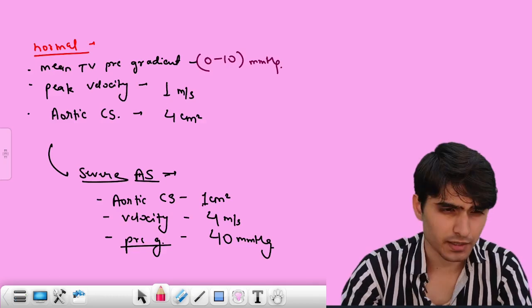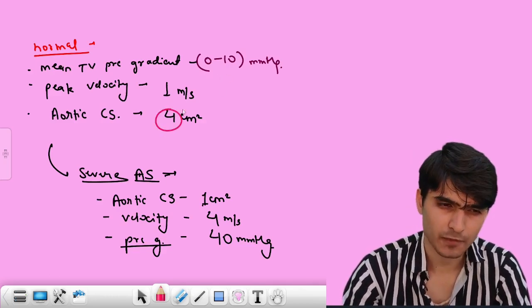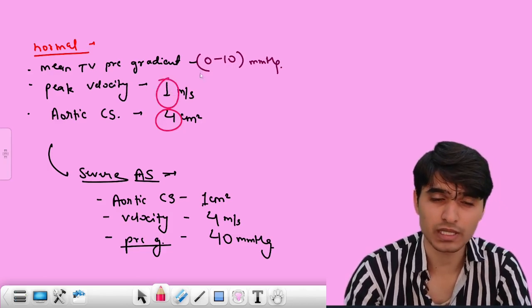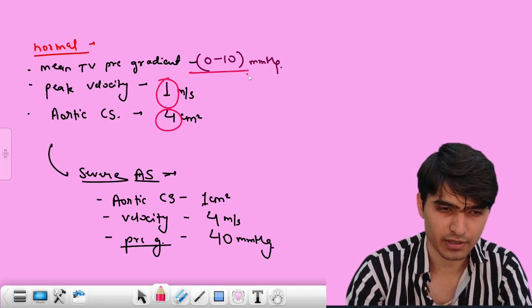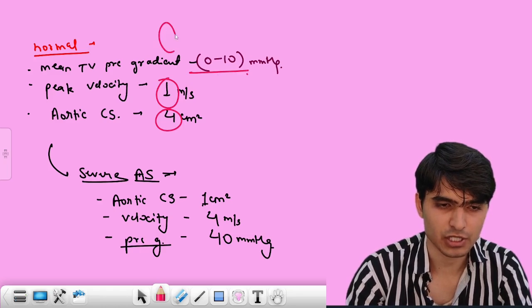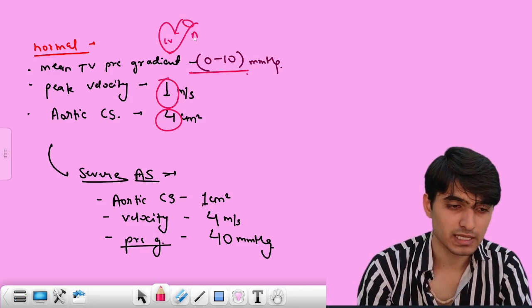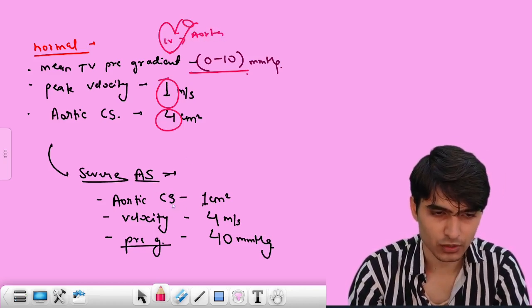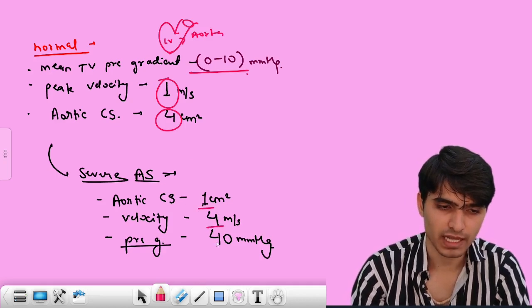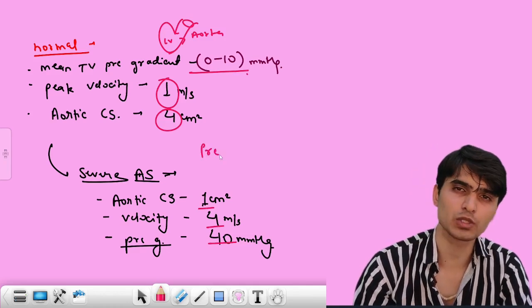Now as we have discussed earlier, the normal aortic cross section is 4 centimeters square, right? And the peak velocity is 1 meter per second, and the gradient between the left ventricle and the aorta, this pressure difference, is basically 0 to 10, and that is the normal case. But in the case of the severe variety, the ratio is flipped, right? So the aortic cross section is 1, velocity is 4, and the pressure is corresponding. The pressure is proportional to velocity. The more the velocity, the more the pressure, right?